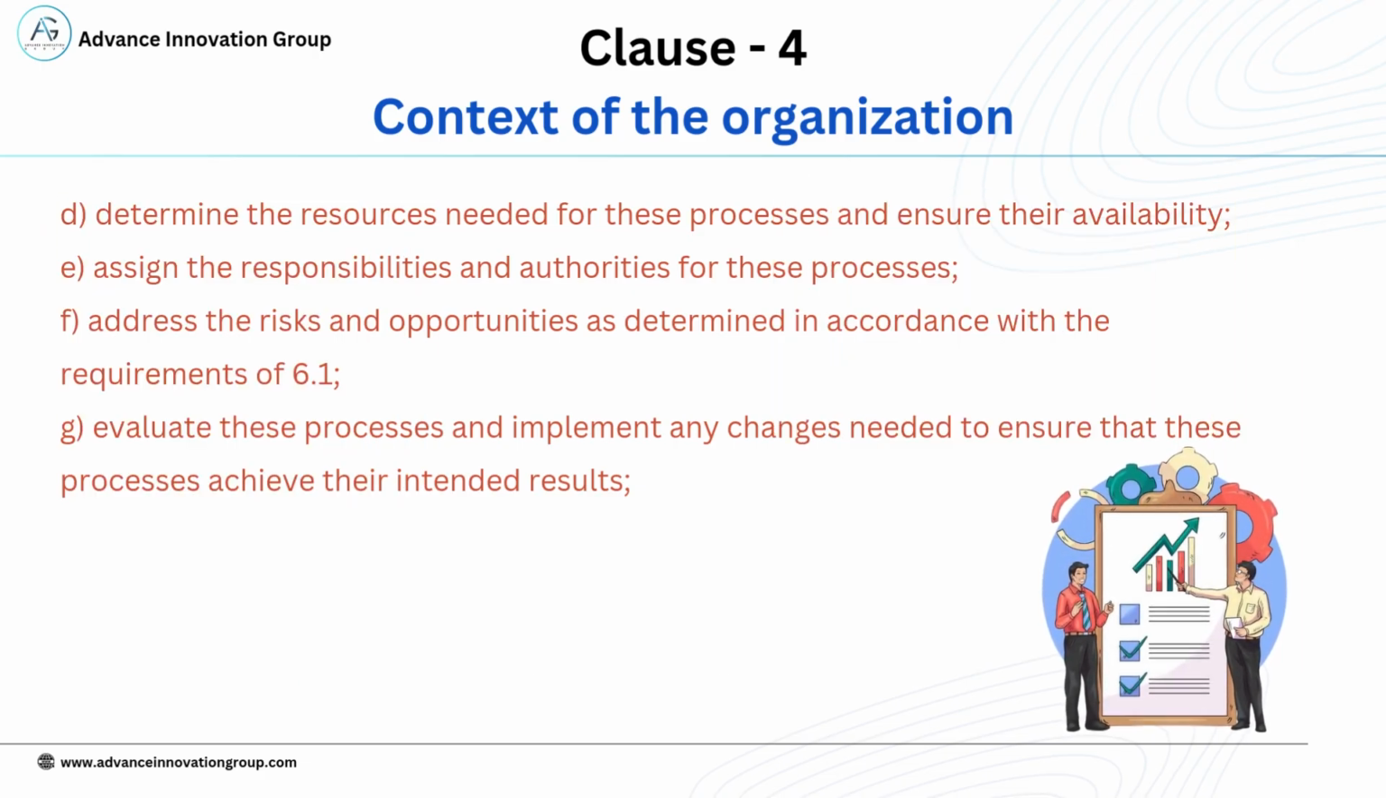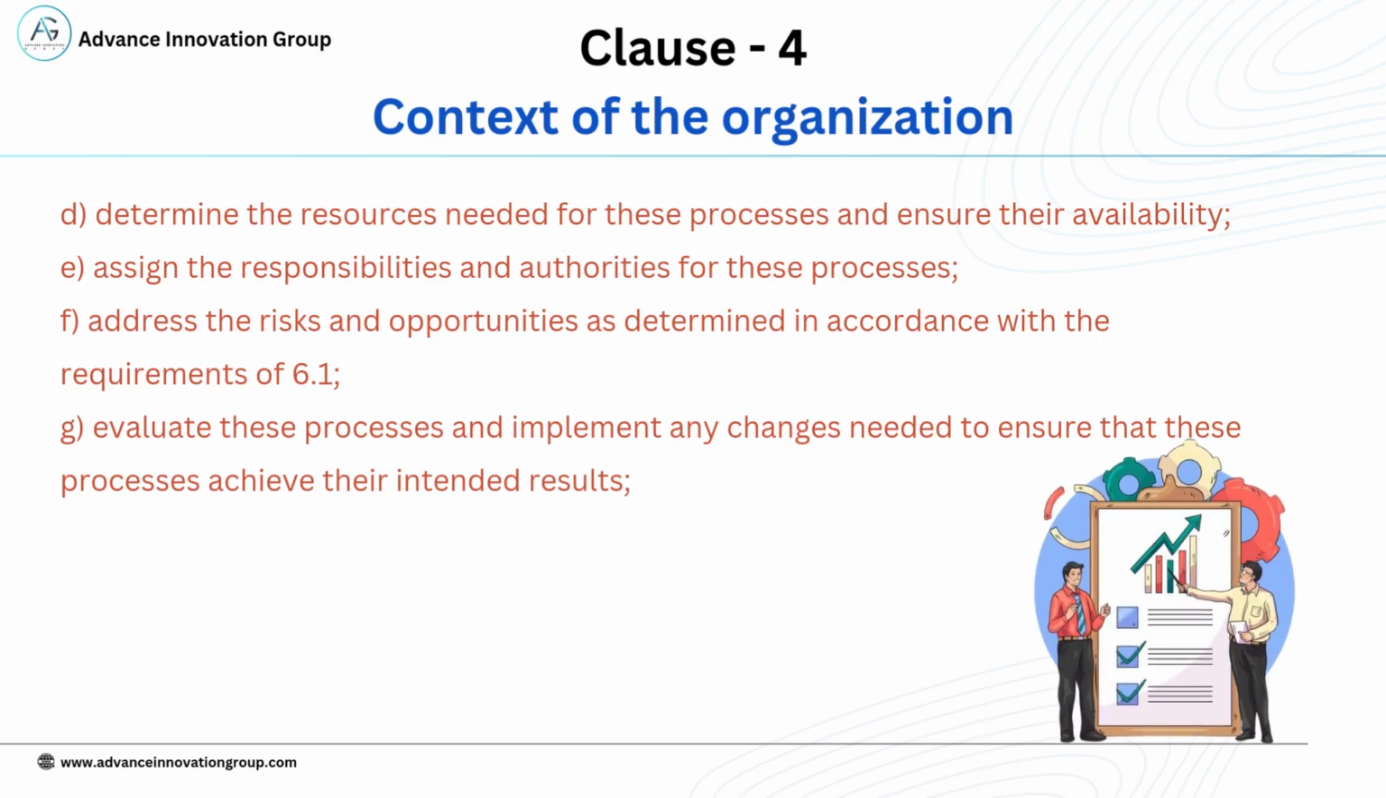D. Determine the resources needed for these processes and ensure their availability. E. Assign the responsibilities and authorities for these processes. F. Address the risks and opportunities as determined in accordance with the requirements of 6.1. G. Evaluate these processes and implement any changes needed to ensure that these processes achieve their intended results.